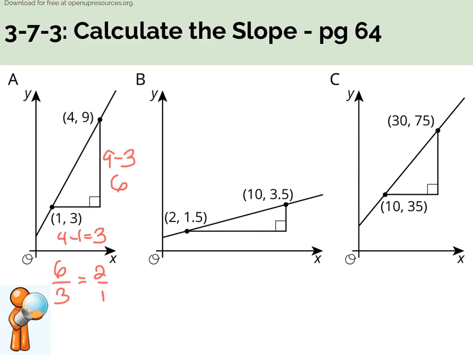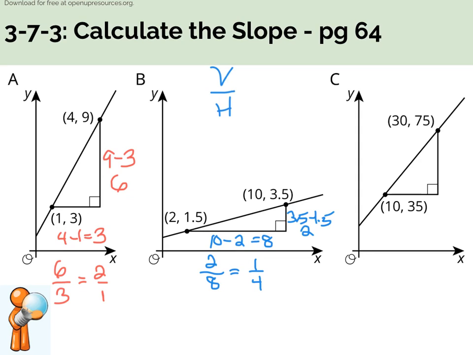Let's go over B. So again, we are going to take our verticals. We're going to say 3.5 minus 1.5, and it is 2. And then we're going to say 10 minus 2. What is 10 minus 2? That is 8. So our slope is 2 over 8, because remember it's our vertical over our horizontal. Can this be reduced down? Well, hey, let's put it in our calculator, tell it to simplify. And yes, it can simplify down to 1 over 4.